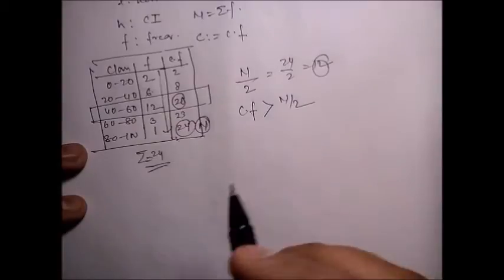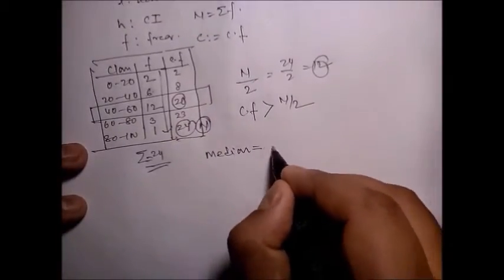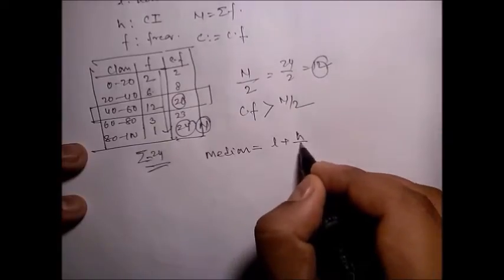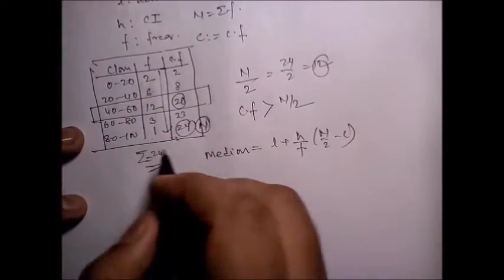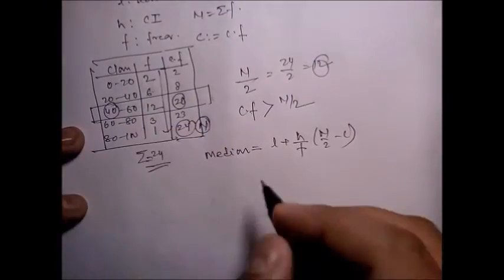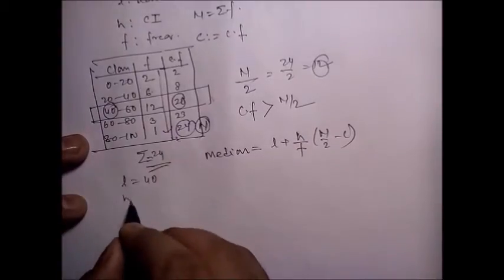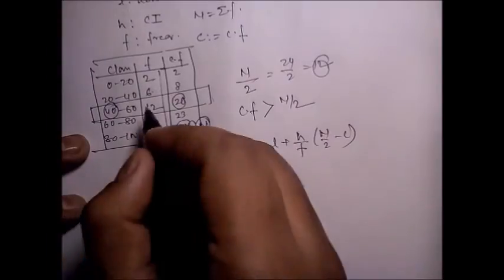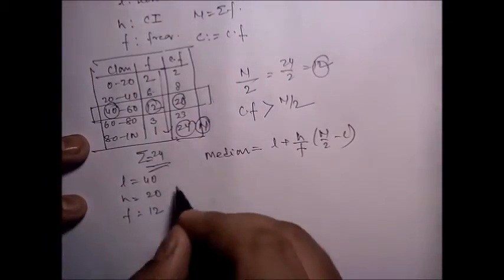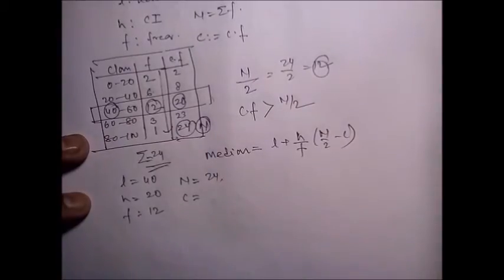Now we'll get all the values. So already you know the formula of the median. It is L plus h by f times (n by 2 minus C). In this, L is the lower limit of the median class, so L is equal to 40. h is the class interval, so 60 minus 40, it is 20. f is the frequency of the median class, which is 12. N is nothing but 24, and C is the cumulative frequency of the class preceding the median class.